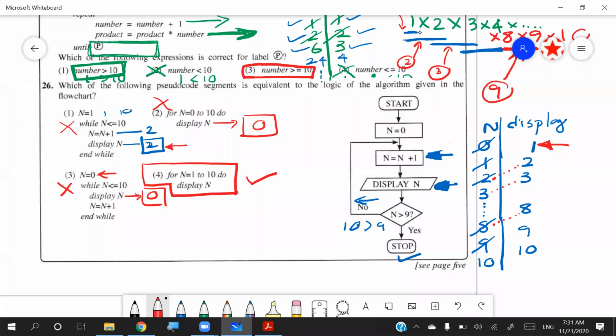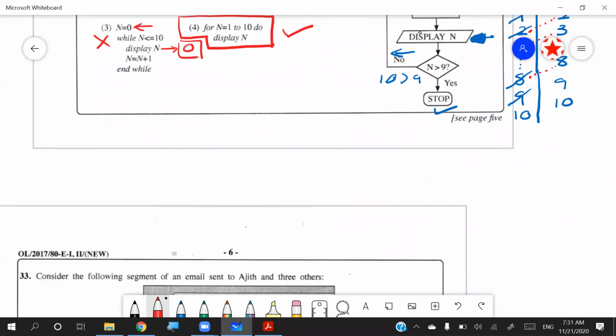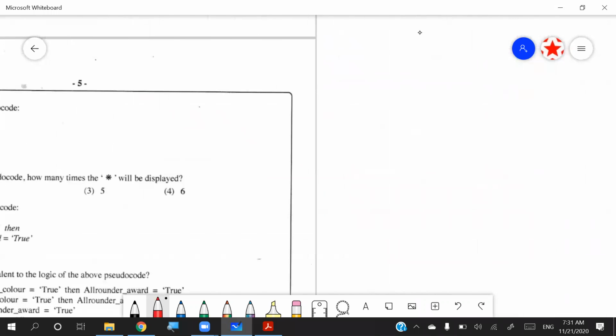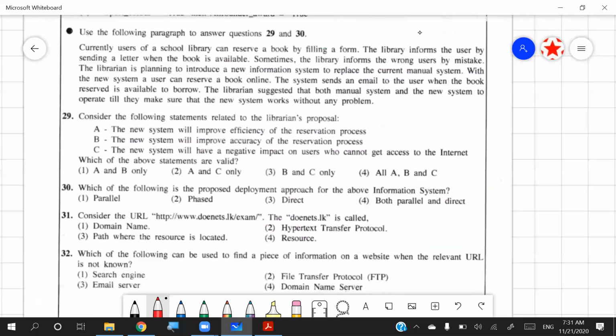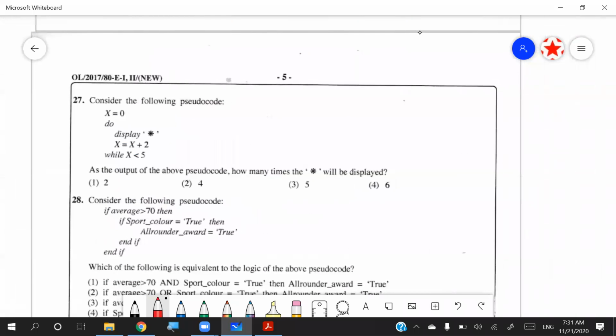So let's move into question number 30. Oh, 27 is asked to discuss. Yes, 27, this particularly.